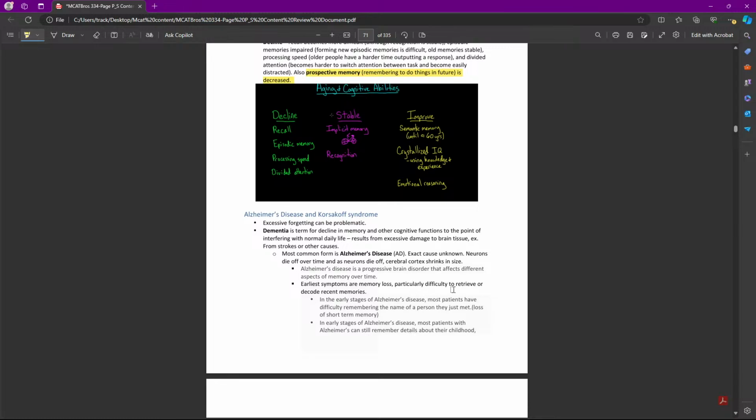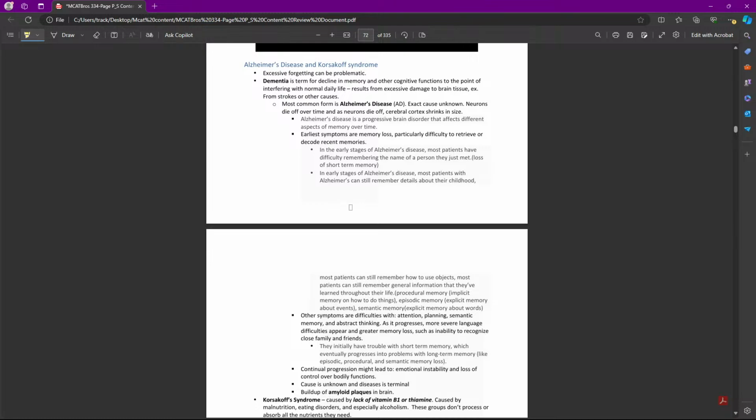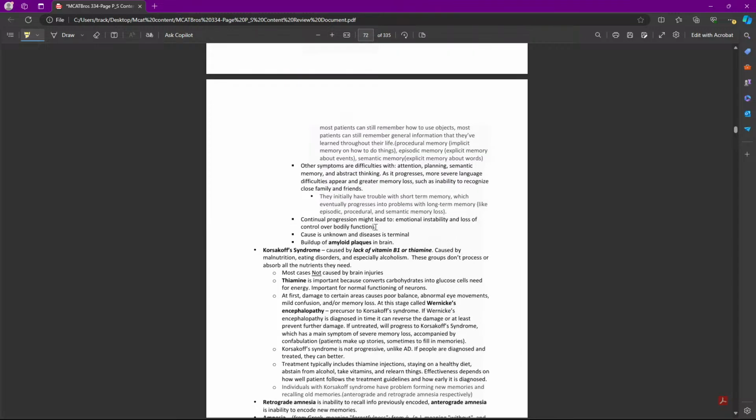In the early stages of Alzheimer's, most patients have difficulty remembering the name of a person they just met. Most patients can still remember details about their childhood, and how to use objects, and general information they learned in their life. So procedural, episodic, and semantic memory tend to be intact, but more recent events are less so. Other symptoms are difficulty with attention, planning, semantic memory, and abstract thinking.